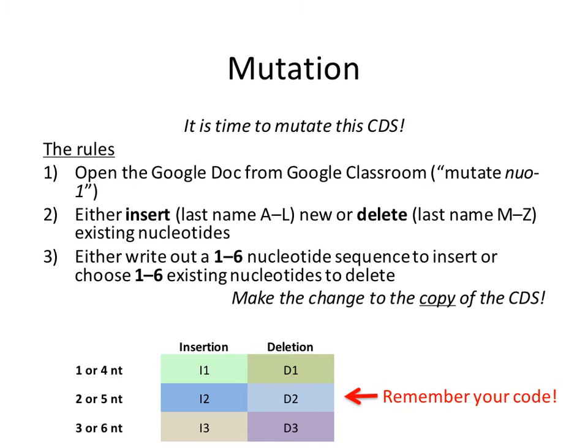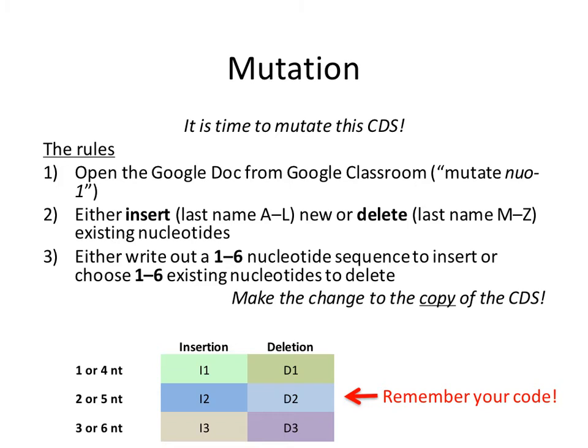And then what happens is, we're going to break up into 6 groups in just a minute. We're going to have big groups. If you're inserting, you're going to be in a group that starts with I. If you're deleting, you're going to be in a group that starts with D. And then if you are inserting or deleting 1 or 4 nucleotides, you're going to be in group 1. 2 or 5 nucleotides, you're in group 2. And then 3 or 6 nucleotides, you'd be in group 3.